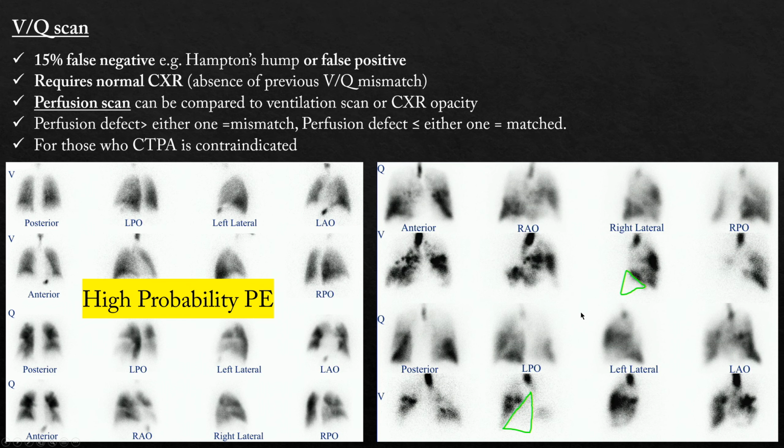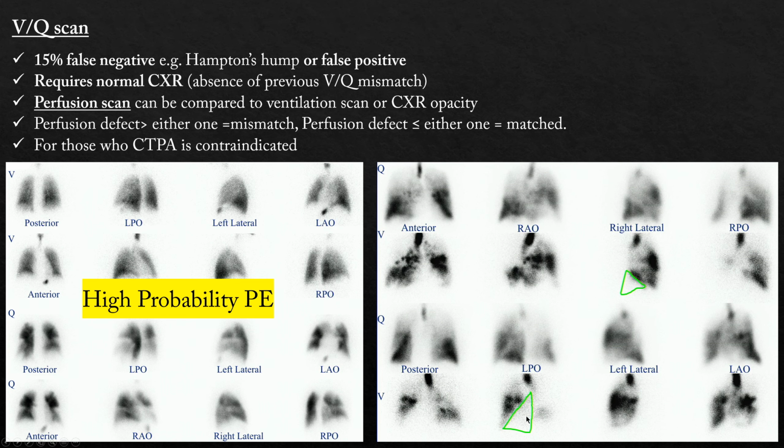And the other one, as you can see, maybe we compare this ventilation. Here is a ventilation defect we see, but the perfusion is normal. Now this is the opposite of this one. You have abnormal ventilation but normal perfusion. Clearly, this is not PE. This is what's known as physiologic shunt.